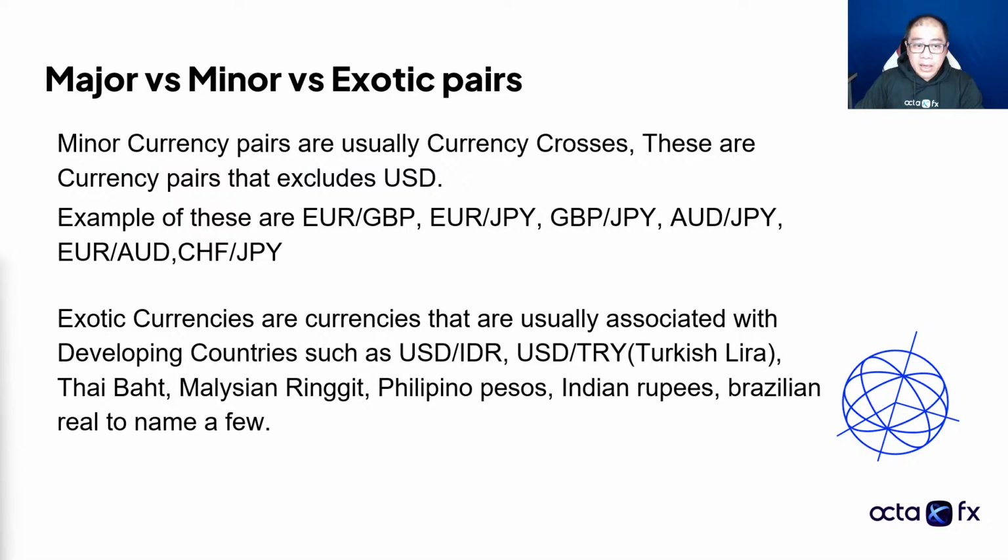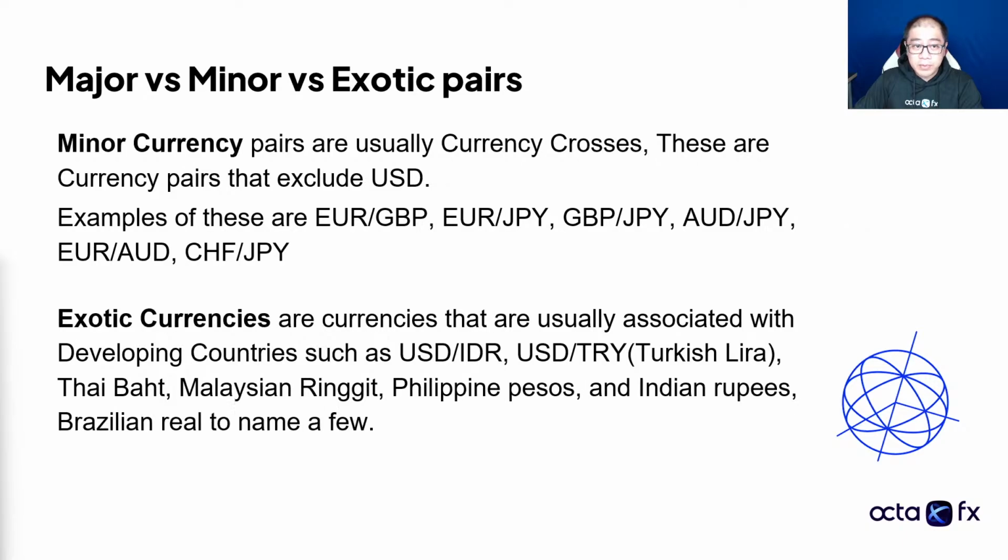Okay. Minor currency pairs are usually currency crosses. These are currency pairs that exclude the US dollar. Examples of this are the euro pound sterling, the euro Japanese yen, the sterling Japanese yen, the Aussie Japanese yen, the euro AUD, and Swiss Japanese yen. Exotic currencies are currencies that are usually associated with developing countries, such as the US dollar Indonesian rupiah, the US dollar Turkish lira, the Thai baht, Malaysian ringgit, Filipino pesos, Indian rupees, Brazilian real, to name a few.